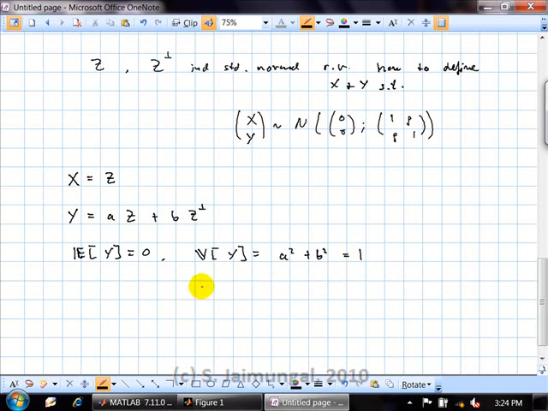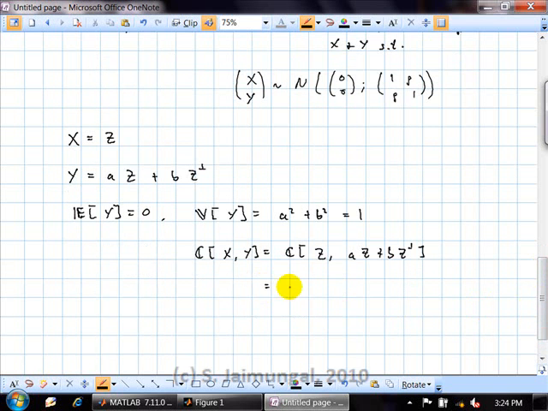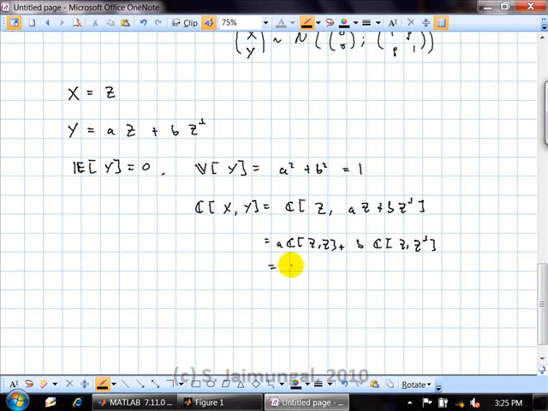Our second constraint comes from making the covariance of X and Y equal to rho. So what is the covariance here? It's just A, isn't it? Just to be really pedantic about it, the covariance of Z with AZ plus B Z perp is A times the covariance of Z with Z, because the covariance is linear in each argument, plus B times the covariance of Z and Z perp. And that's just A. And we want that to be equal to rho. So A has to be rho. Therefore, B has to be the square root of 1 minus rho squared.